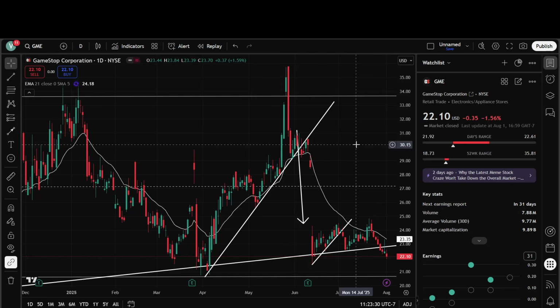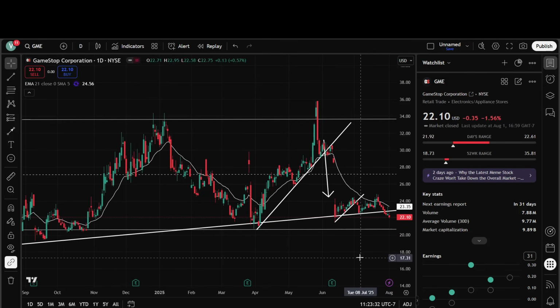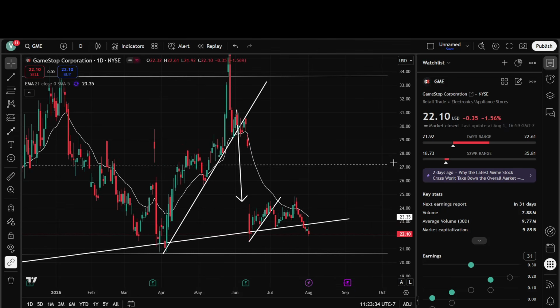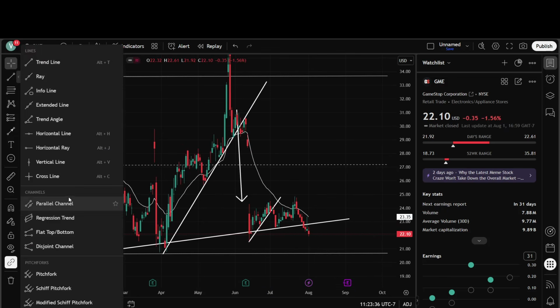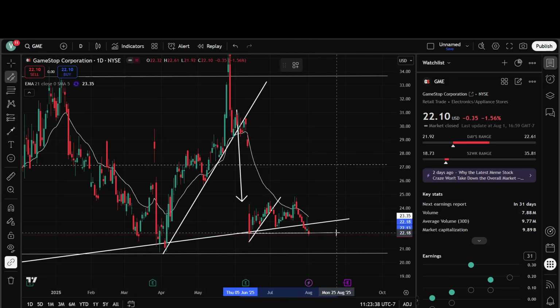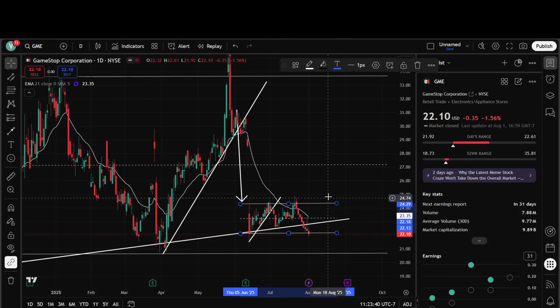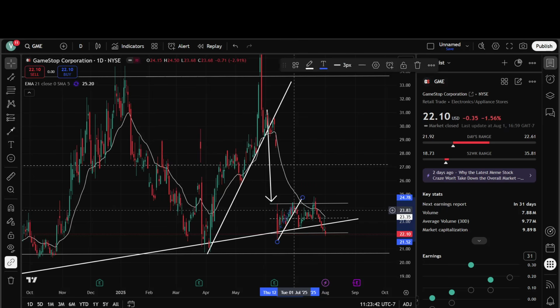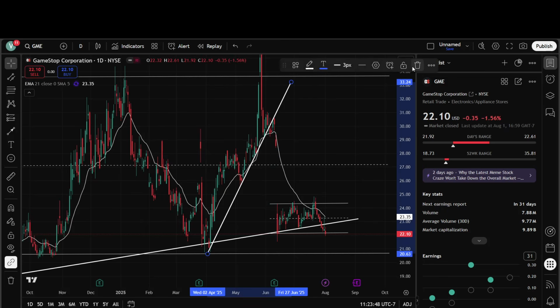So let's take a look at GME, and as you can see, we're just kind of in this consolidation pattern, trading sideways right about here. Support at 22, resistance at 24.35. Looks like this trend line is broken and validated. Remove that. We can move this measure, move target, move this trend line.